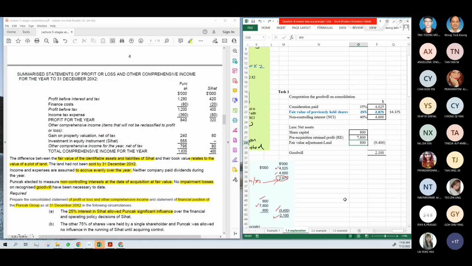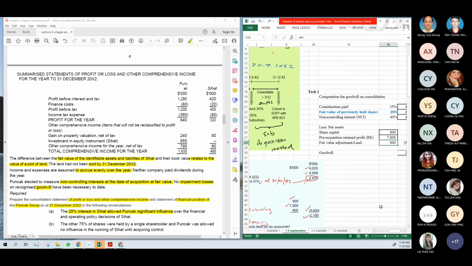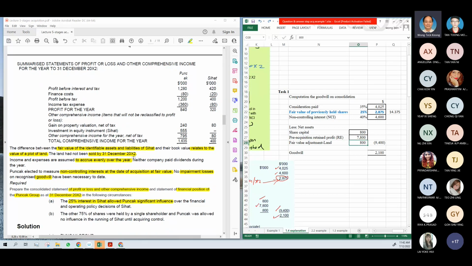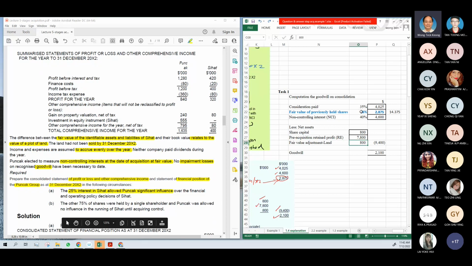Okay, good. Tomorrow you can still watch the video, it follows. So in other words, remember when an associate or investment becomes a subsidiary, you might highlight in blue here the previously held share, how much? The rest are the same, goodwill computation. Okay. So now the question says 25% here is equity accounting. So we found out how much share of the profit we can take, 25% equity accounted.